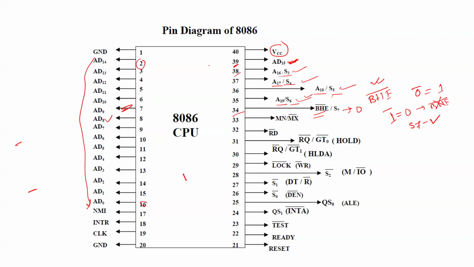So what is the meaning of that? That means in the first T1 cycle, BHE will be activated. Again in the T2, T3, and T4 cycles, at that time the S7 status signal will activate. Simple thing. Okay.